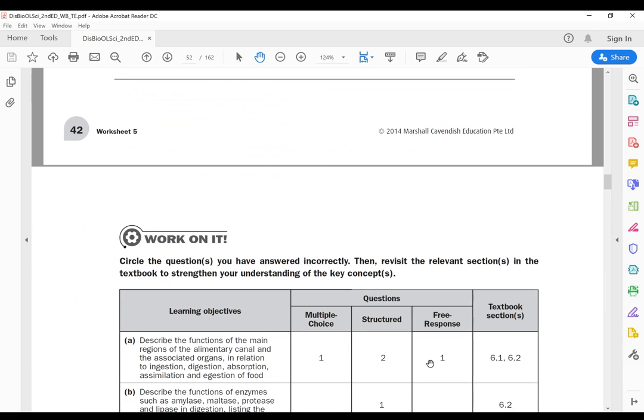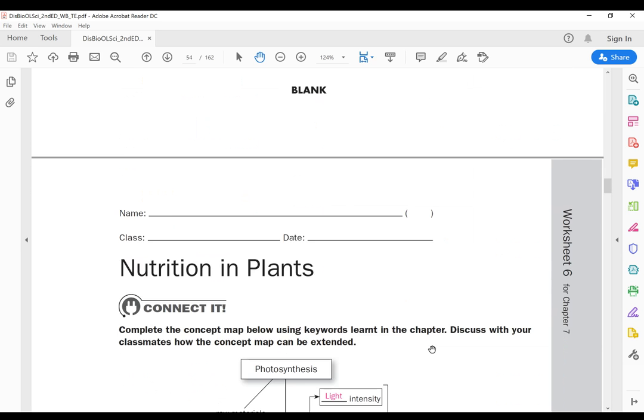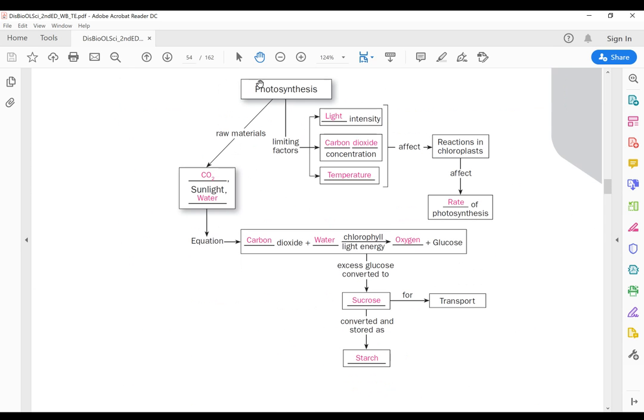Okay, then moving forward will be the next chapter, Chapter 7. So this is actually the mind map. Take note of the answer. About photosynthesis, the factors affecting photosynthesis will be light intensity, carbon dioxide concentration, and temperature. It will directly affect the reactions happening in the chloroplast, which will affect the rate of photosynthesis.